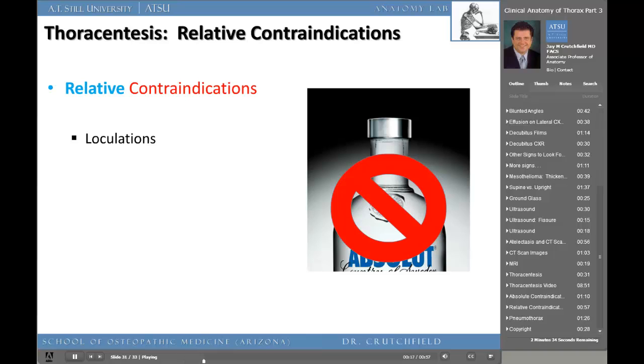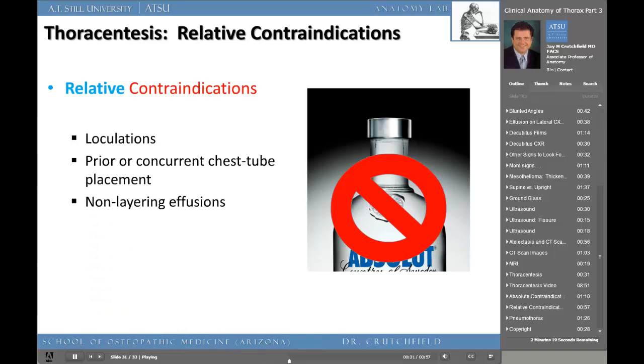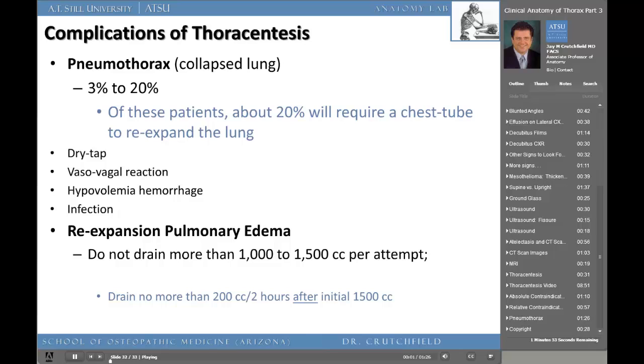One rare complication of a thoracentesis is called re-expansion pulmonary edema. You put the catheter in the hemithorax, you hook it up to a suction bottle, and it sucks on the lung parenchyma so much that the patient goes into a congestive heart failure. Don't drain more than about 1,500 cc's on an attempt, and drain no more than 200 cc's every 2 hours after you've removed that initial 1,500 cc's. I've had this happen to me. It's very rare, but it does occur. The patient will have immediate shortness of breath after the re-expansion pulmonary edema, and it would be treated with diuretics and supplemental oxygen.